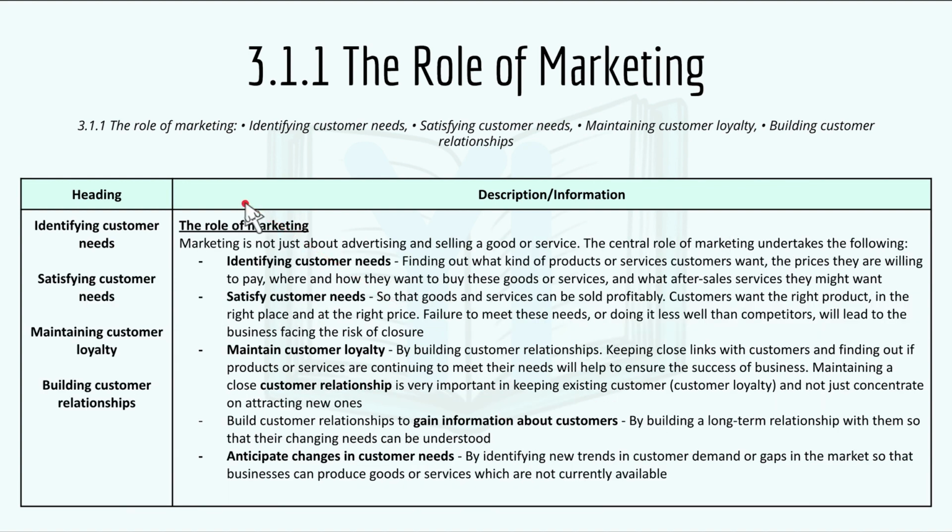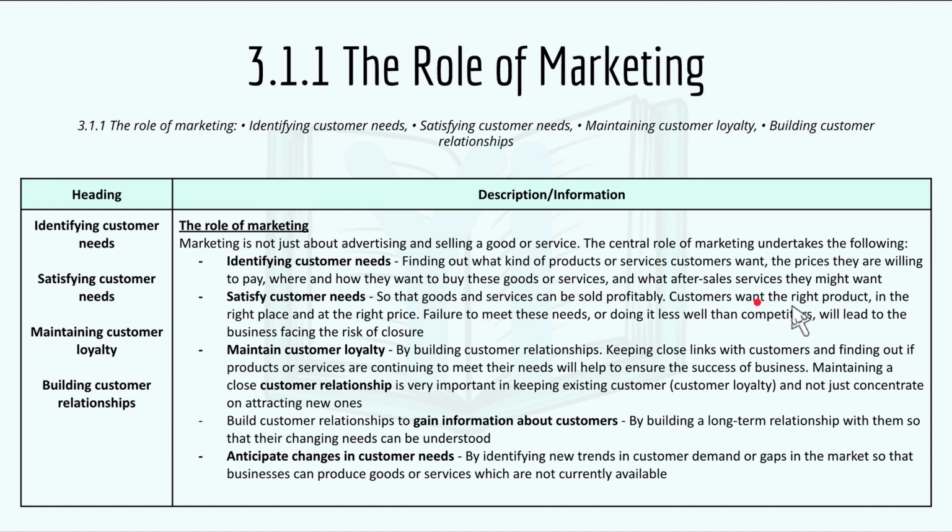Then we have the role of marketing, including all these sub-specification points. Marketing is not just about advertising and selling a good or service. The central role of marketing undertakes the following. Number 1, identifying customer needs by finding out what kind of products or services the customers want, the price they are willing to pay, where and how they want to buy these goods and services, and what after-sales services they might want. Number 2, satisfying customer needs so that the goods and services can be sold profitably, with profit for the company.